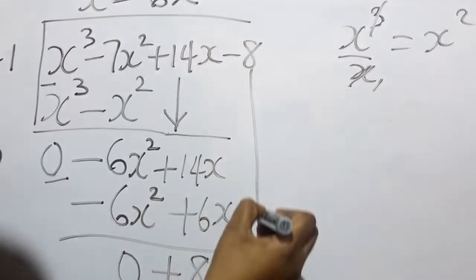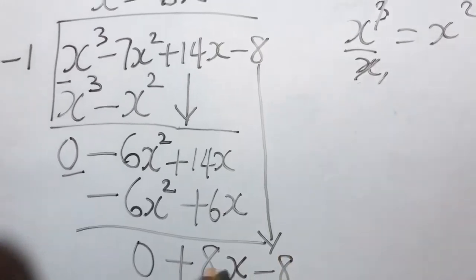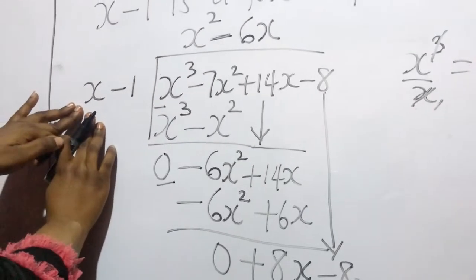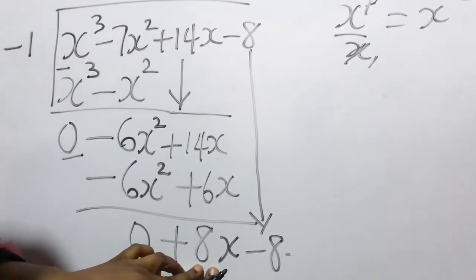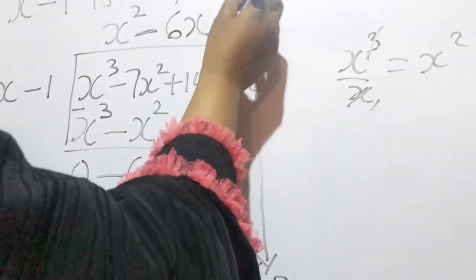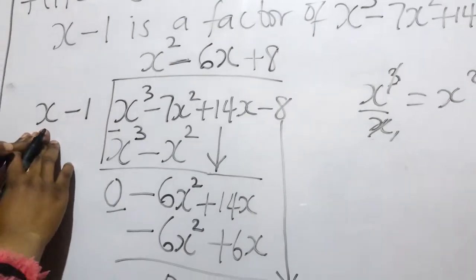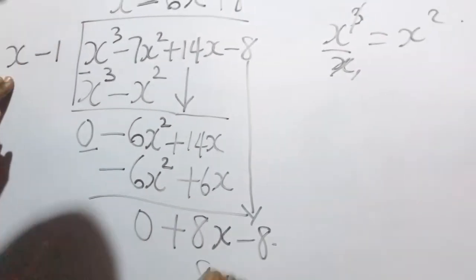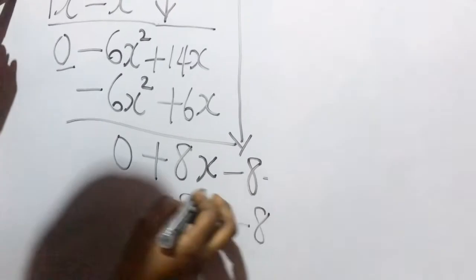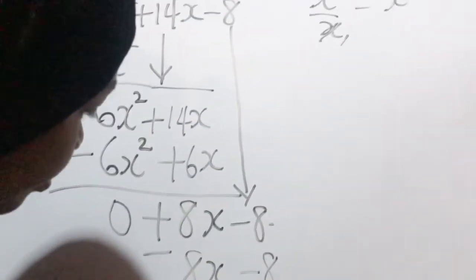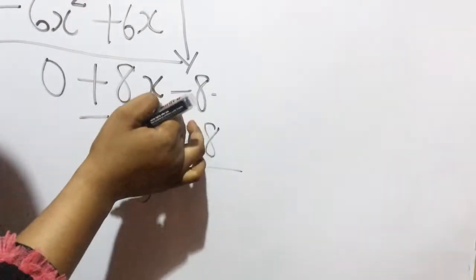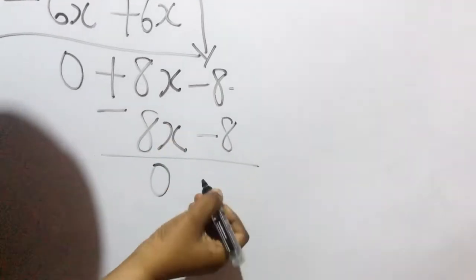Now I will bring the next term down. So minus 8. So here, this is the new dividend now. So the first term of the divisor, we are going to use it to divide the first term of the new dividend. So 8x divided by x will give me plus 8. So 8 multiplied by x gives 8x. Plus 8 multiplied by minus 1 gives me minus 8. Then I need to subtract now. If I subtract, 8x minus 8x gives 0. Minus 8 minus minus 8 gives me 0.